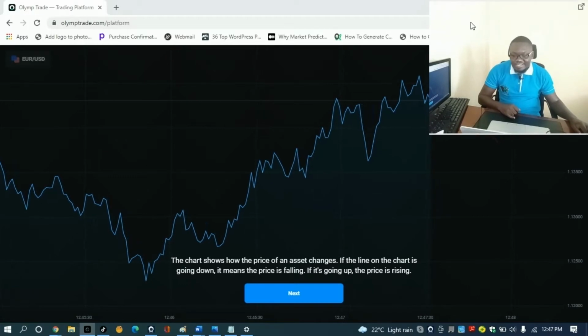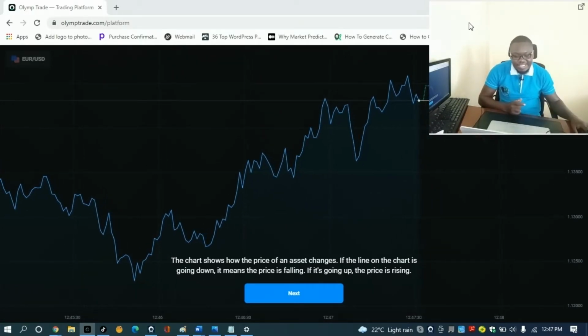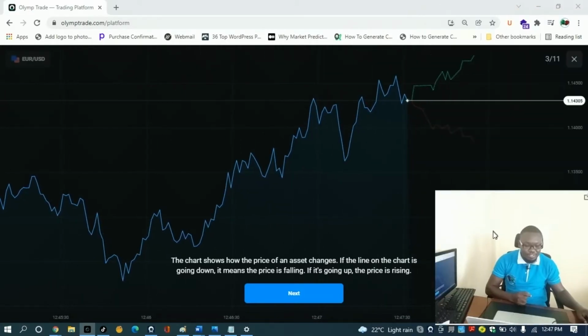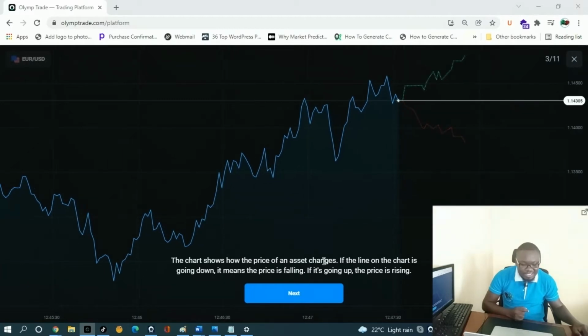One of the first things that you will see on your platform when you create a trading account is a chart. And this is what we call an area chart. Okay. So the area chart shows you how the price of an asset changes. Okay. So if the line on the chart is going down, it means the price is falling. And if it is going up, it means the price is rising.